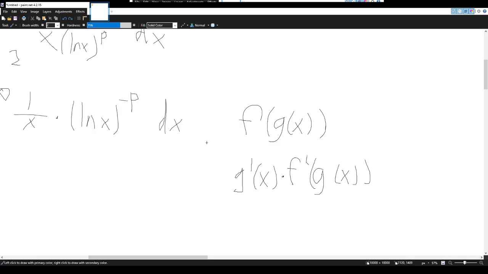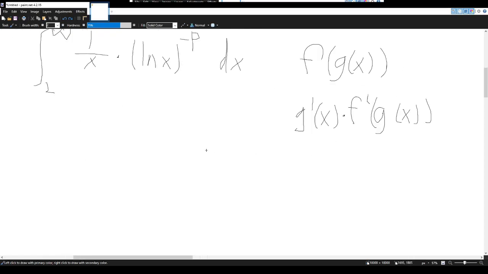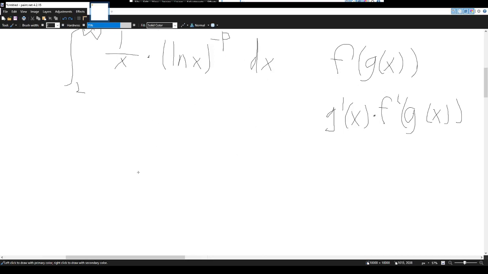So clearly we have the derivative. If g of x, the inner function, is the natural log of x, clearly we have the g of x here and the derivative of g of x here. So we have that part covered. But we need f of x, right? So we're going to have a function in a function, and we know that the inner function is natural log of x.